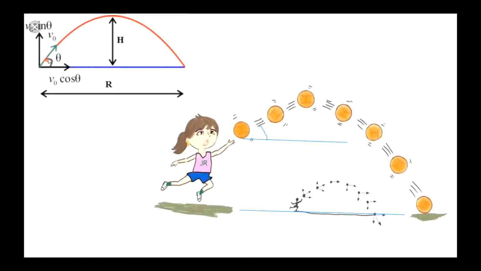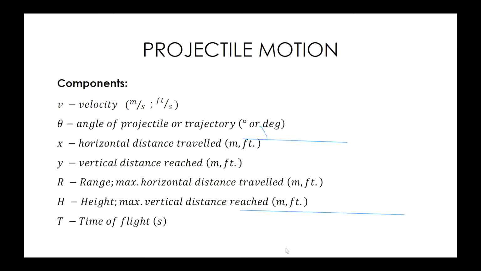And since ang ating initial velocity ay tinrow at an angle, magkakaroon tayo ng dalawang component. Those are the x component and the y component. So to explain further, here are the components of projectile motion.